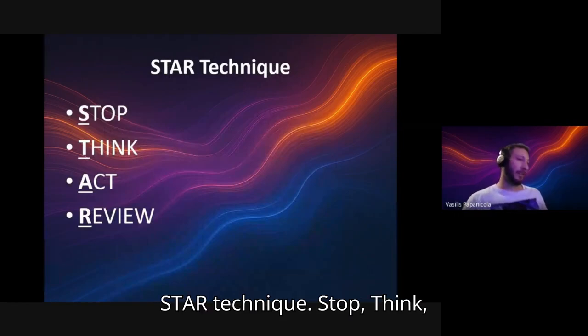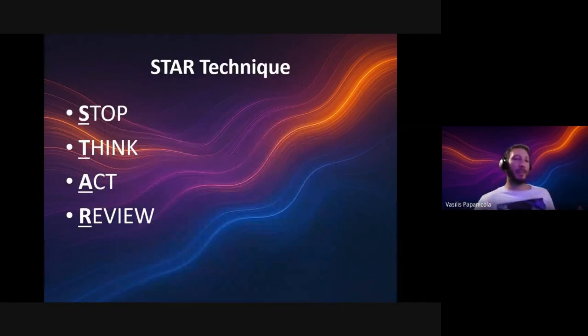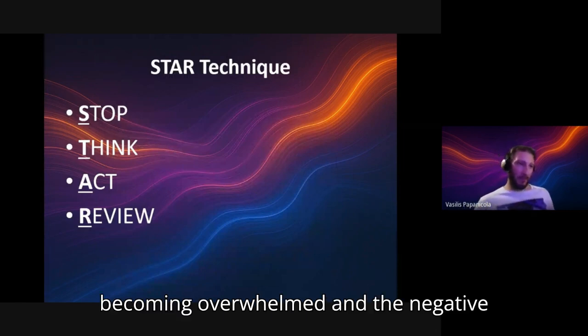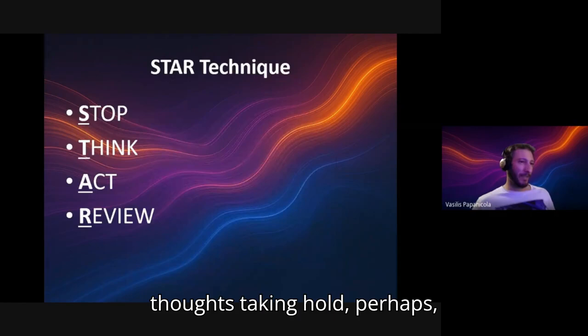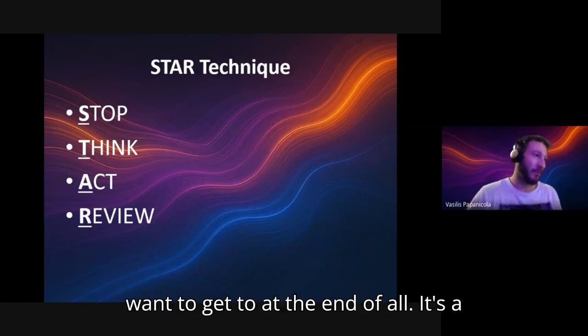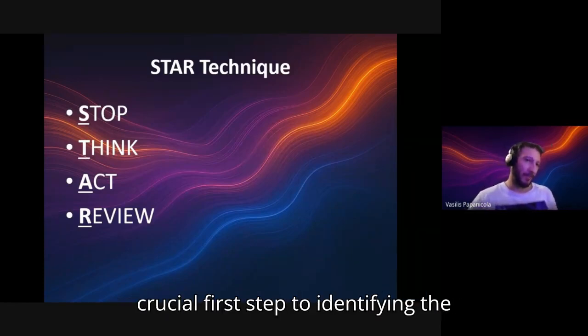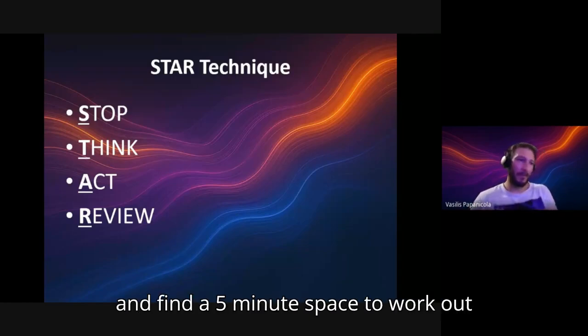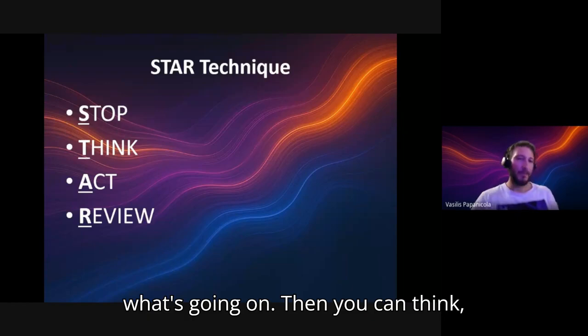Acronym, the STAR technique. Stop, think, act, review. When you notice yourself becoming overwhelmed and the negative thoughts taking hold, perhaps deliberately pause yourself. And this is going to take practice. This is what you want to get to at the end of all this. The crucial first step is identifying the triggers, to be able to stop and pause and find a 5-minute space to work out what's going on.